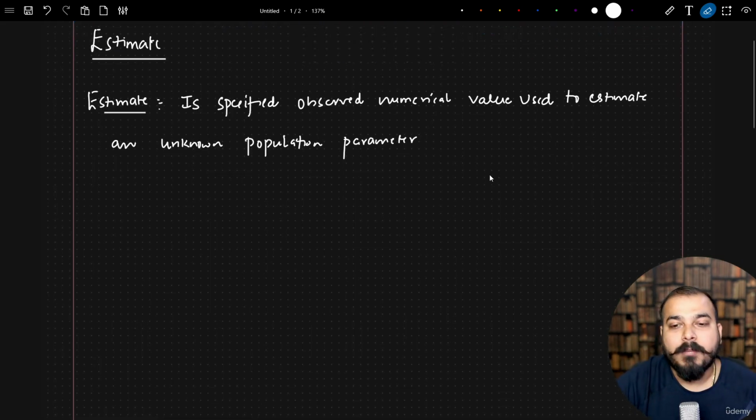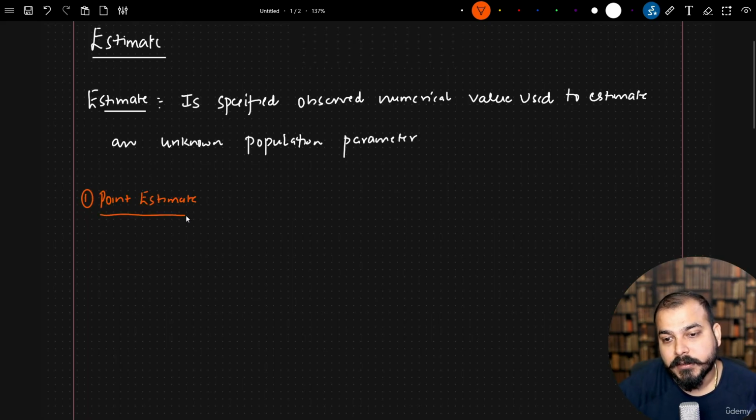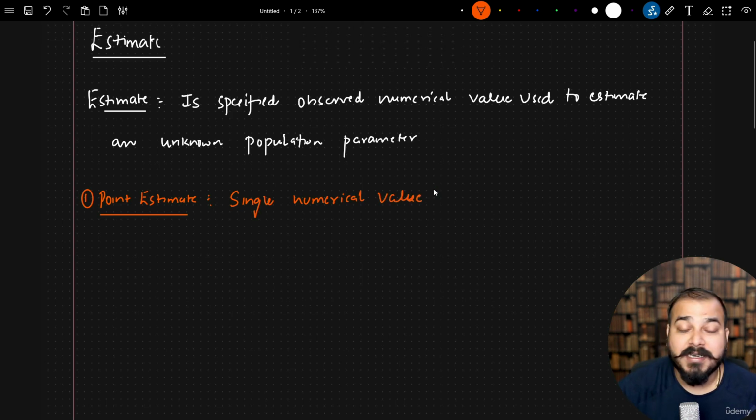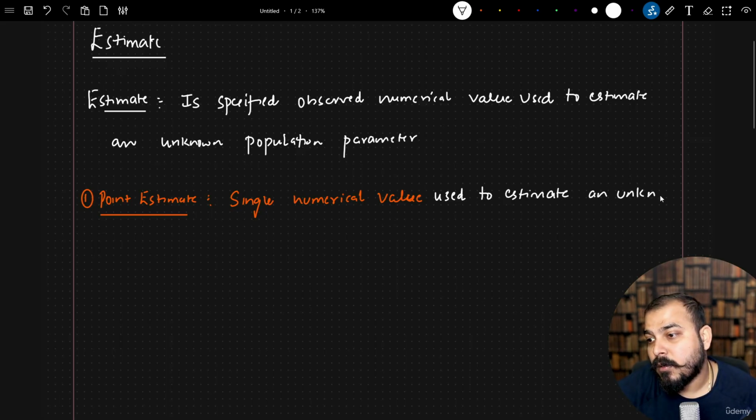Now if I take different types of estimate, the first type is specifically called a point estimate. A point estimate is specifically a single numerical value. I'm going to write the definition, and I'm going to make you understand it also. It is a single numerical value used to estimate an unknown population parameter.